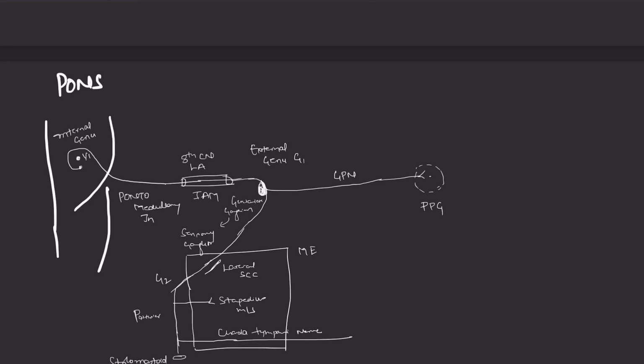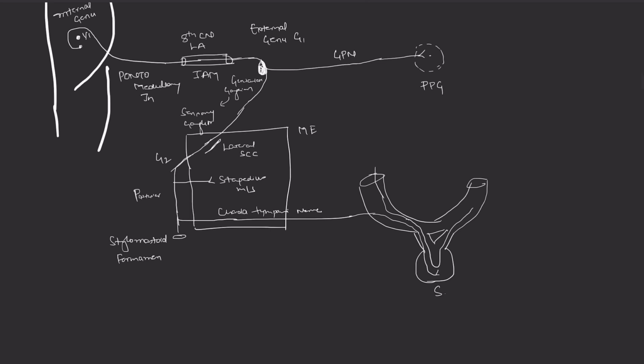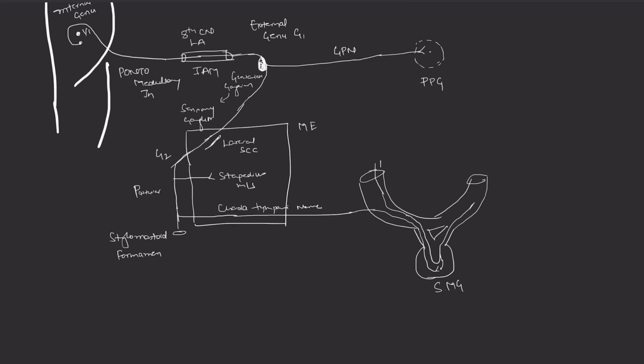This chorda tympani nerve joins the lingual nerve. The lingual nerve enters the submandibular ganglion but does not relay there, while the chorda tympani relays there and joins the lingual nerve, which is the topographical connection. Once it joins, it gives branches in the submandibular ganglion.